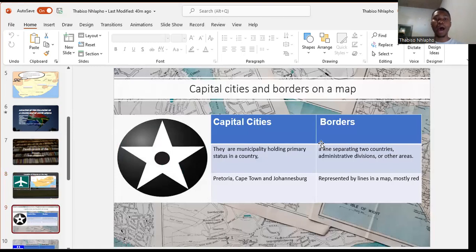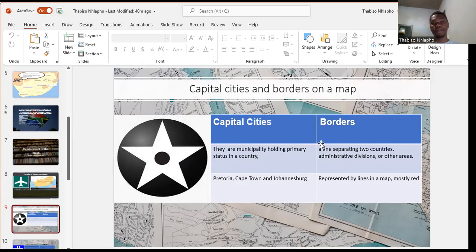Going on to the next, we are locating the capital cities and borders of South Africa on a map. Remember, guys, we are dealing with South Africa. So, guys, how many capital cities do we have? Okay, Pule says we only have 1 capital city. Pule, what is the capital city? Oh, it's Pretoria. Okay, Pule, in the past the only capital city that we had was Pretoria, but now things have changed.